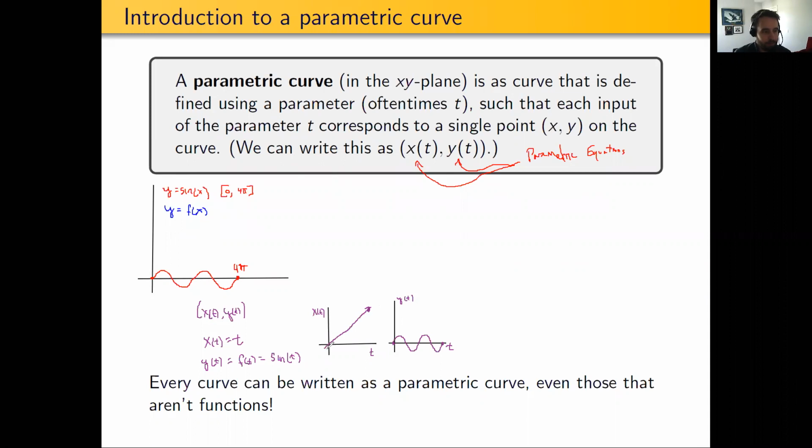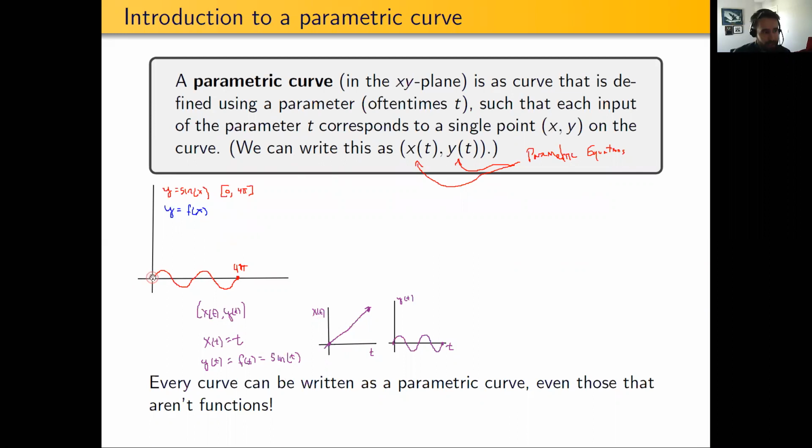Right? But then when I combine these two to describe the point x of t comma y of t, we see what happens back in this original picture. At time t equals 0, I have x of t equal to 0, y of t equal to sine of 0, and so I'm right here at this point.